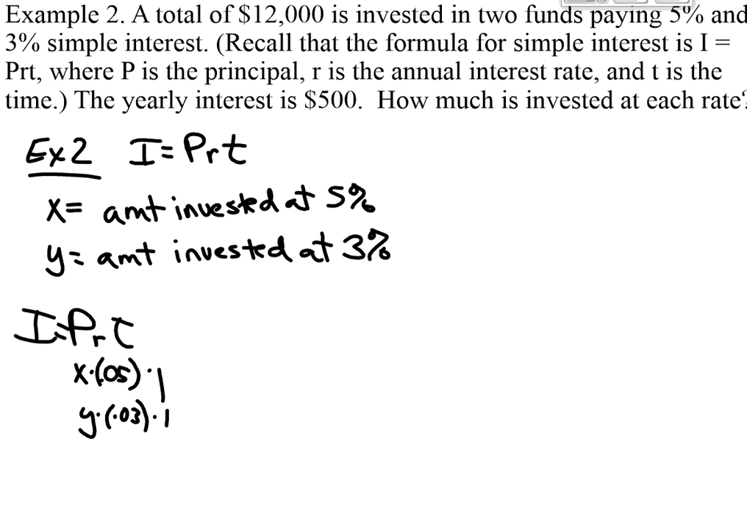Now, the things we have to think about in regard to this is that our yearly interest is $500, and we know we've put in a total of $12,000. So if we put in X at 5% and Y at 3%, how are X and Y related to 12,000?